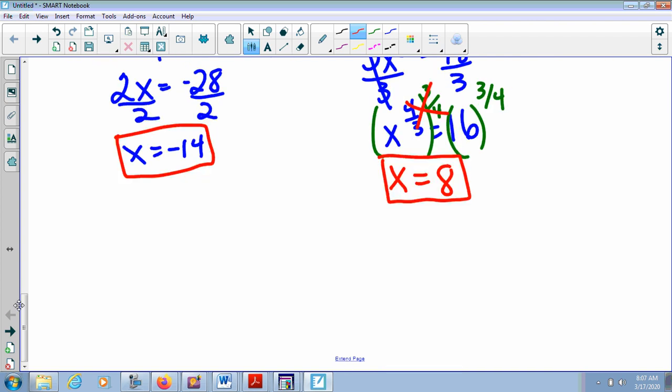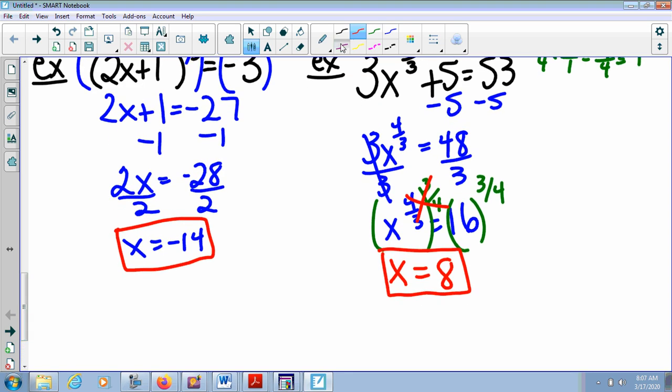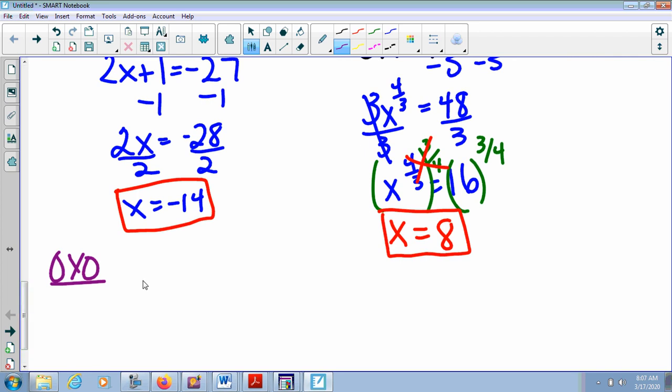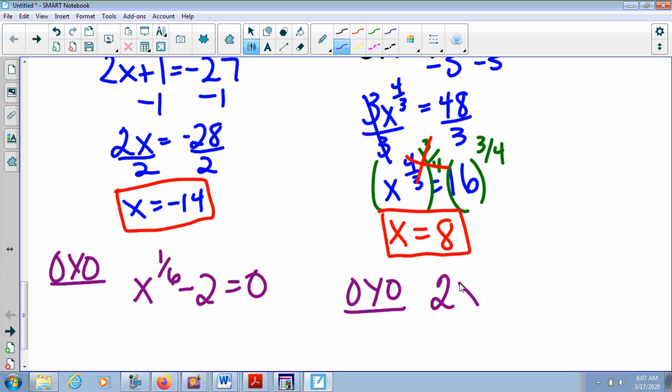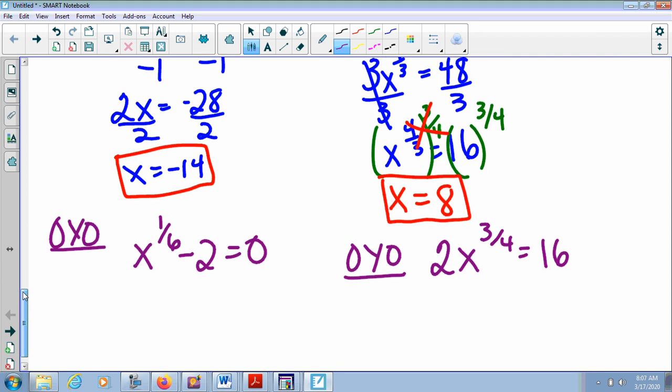Alright, now I want you to try 2 on your own. Remember to work them out. Pause it first and then we'll check them and make sure that you've got them right. Alright, so here's the first one I want you to try. x to the 1/6 minus 2 equals 0. And then the second one I want you to try. So do both of these after you've paused it. And we'll make sure everything's good. Okay, so now hit pause, do the work, and whenever you're finished, hit play again.